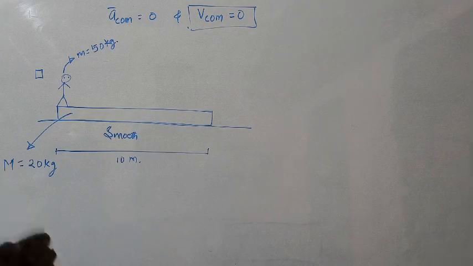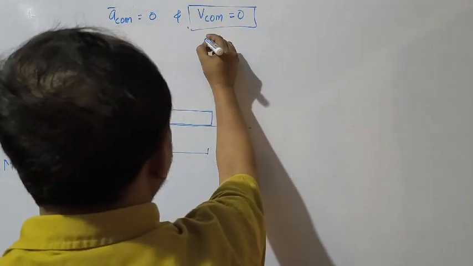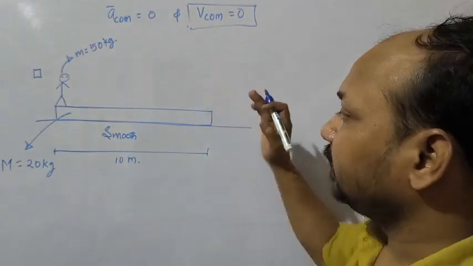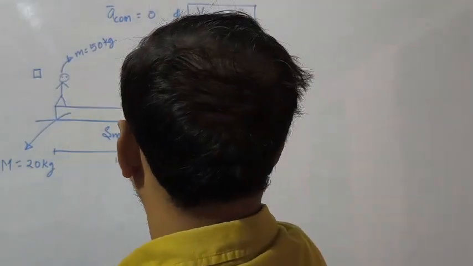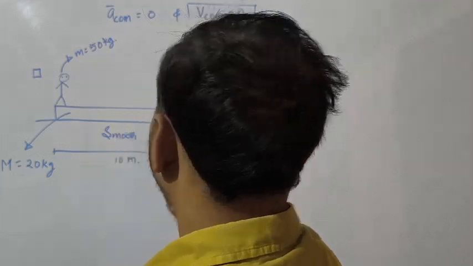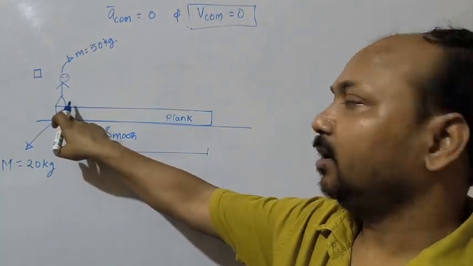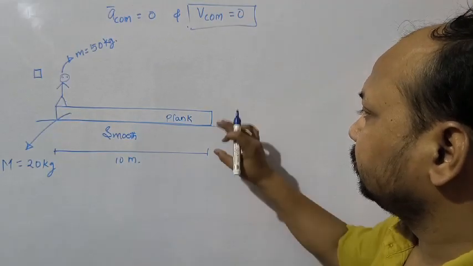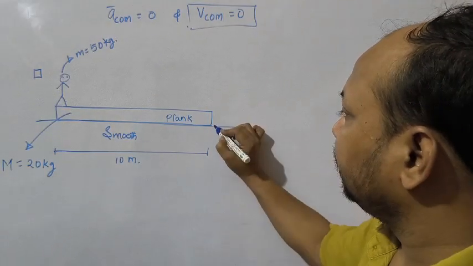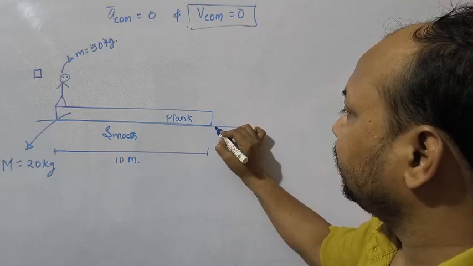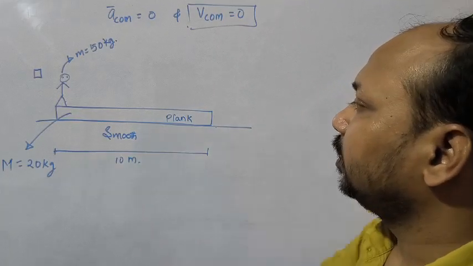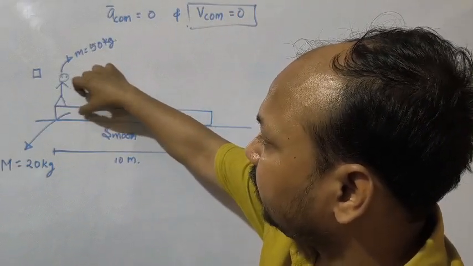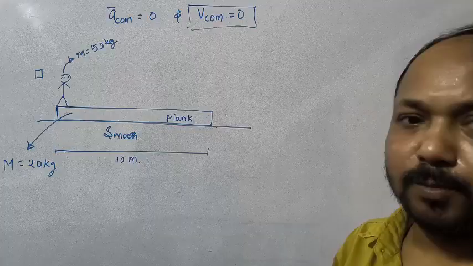So first of all, what we have to find is the distance shifted by this plank when the man reaches this end. Here in the question, the contact surface between the ground and the plank is smooth, but the contact surface between the man and the plank is not smooth. Why?